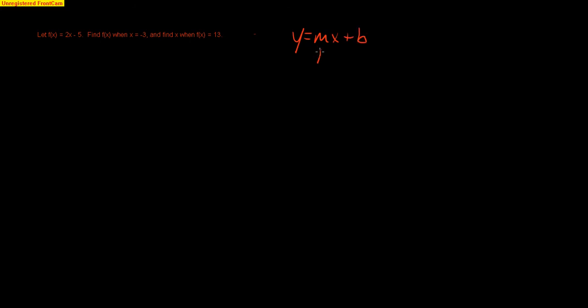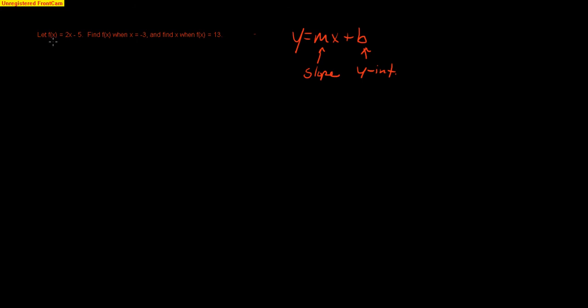Alright, m is still my slope, and b is still my y-intercept. So just keep those in mind. Let's look at the problem that they give you. f of x equals 2x minus 5.